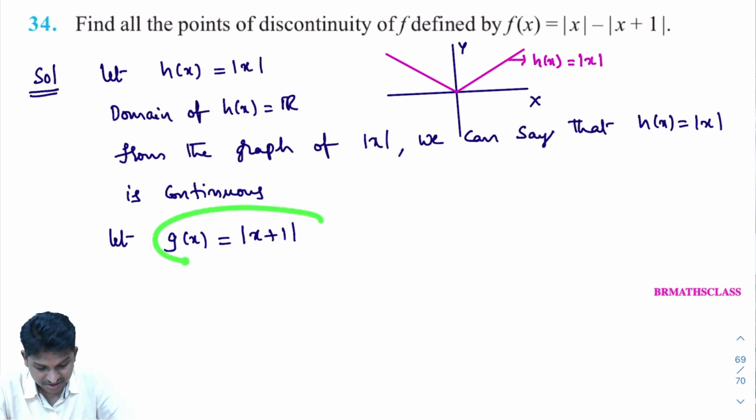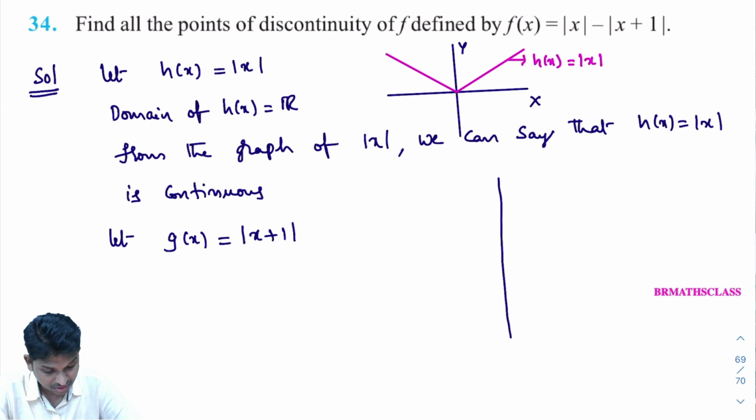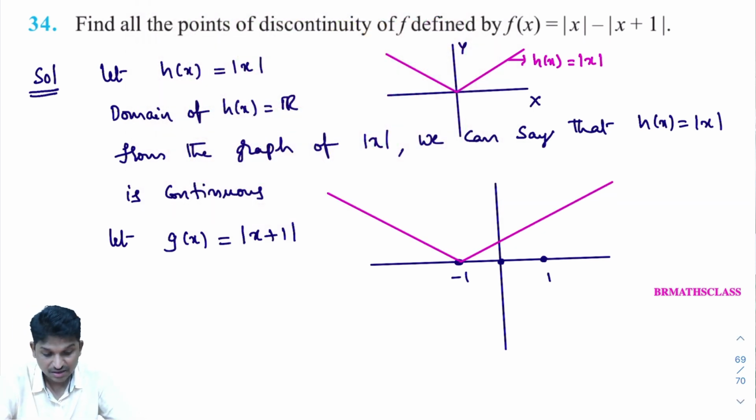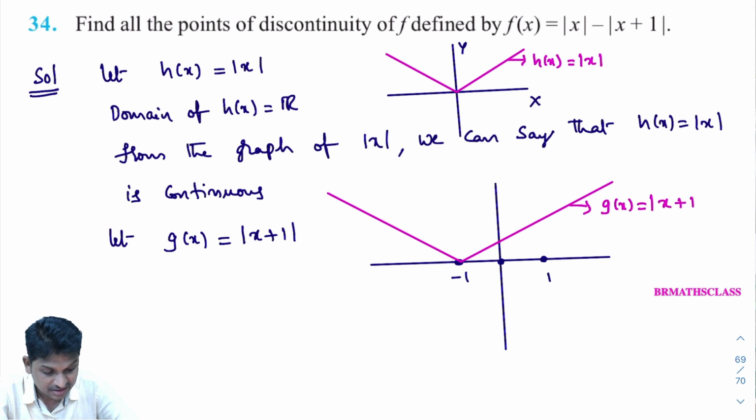Modulus of x plus 1 and mod x look similar, but a little bit of difference is there. What is that little bit of difference? First, suppose this is minus 1, 0, plus 1, and the modulus of x plus 1 graph will be like this. See here, when you put x equal to minus 1 in this, g of x will be 0. Put x equal to minus 1, minus 1 plus 1 is 0. So the mod x and modulus of x plus 1 graphs will be like this. You can easily draw its graph. This is g of x. G of x is modulus of x plus 1.